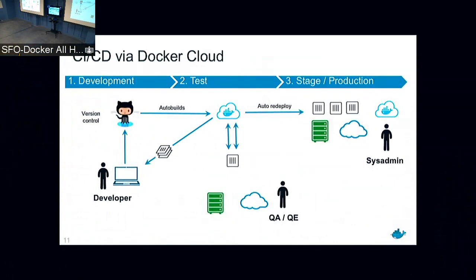pipeline will look like within the context of Docker Cloud. So this should be a fairly familiar pattern. We will be using a sample voting app, a simple Python app with two services that will be stored on GitHub. We'll configure Docker Cloud with our GitHub repository, which will add a webhook to GitHub, and every time we commit a change, it will trigger an automated build.